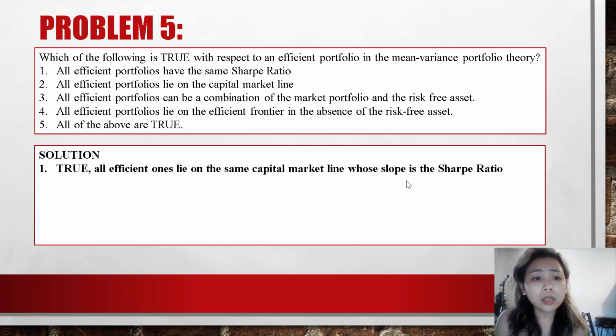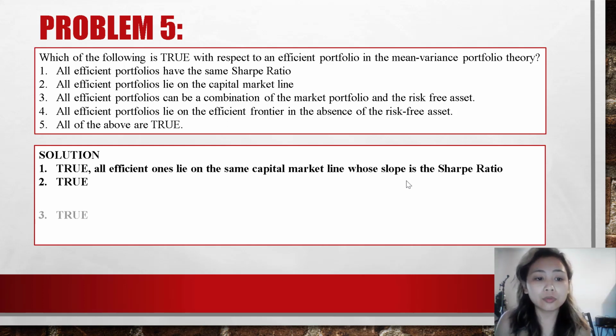Number 2, all efficient portfolios lie on the capital market line. This is straightforward. It's right at the definition of the capital market line. So 2 is true. Number 3, all efficient portfolios can be a combination of the market portfolio and the risk-free asset. This is true. Remember that the capital market line is a straight line that crosses the vertical axis at the risk-free asset, and the other points on the capital market line are combinations with the market portfolio. So all the efficient portfolios are actually a combination of the market portfolio and the risk-free asset.